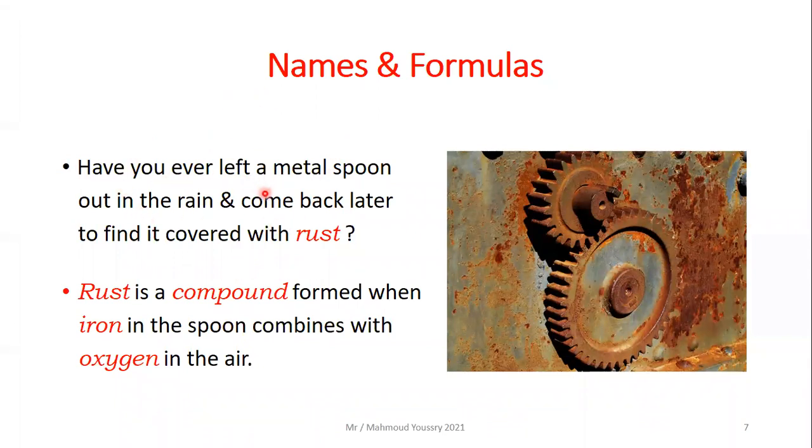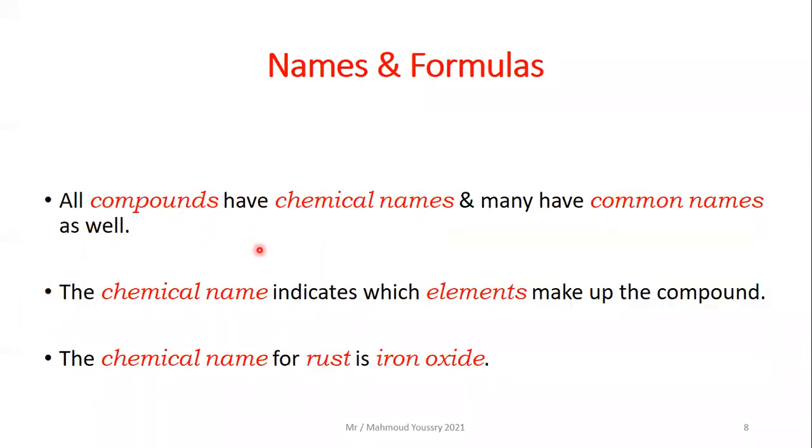Have you ever left a metal spoon out in the rain and come back later to find it's covered with rust? This is an example of rust. Rust is a compound formed when iron in the spoon combines with oxygen in the air. All compounds have chemical names and many have common names as well. The chemical names indicate which elements make up the compound. The chemical name for rust is iron oxide.